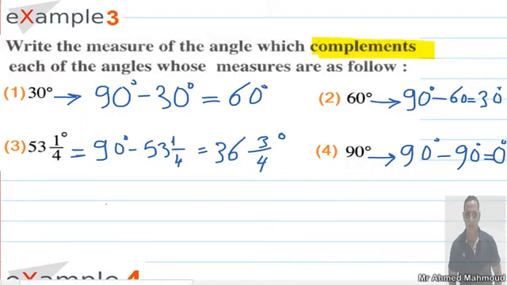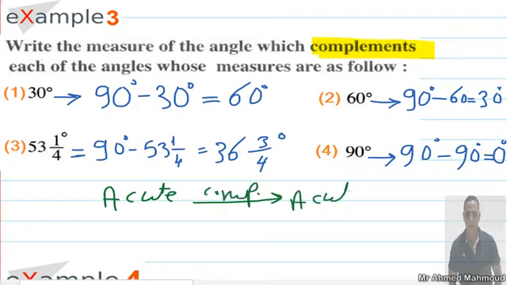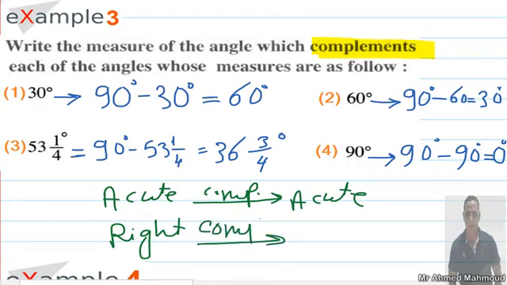Okay, if we have an acute angle, its complement is an acute angle. And if we have a right angle, its complement is the 0 angle, and vice versa. If we have 0, it's complemented by a right angle. Let's study the next relation.